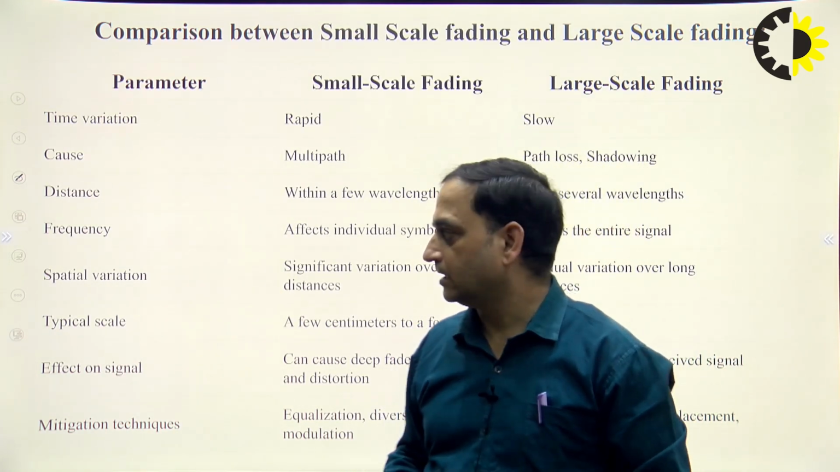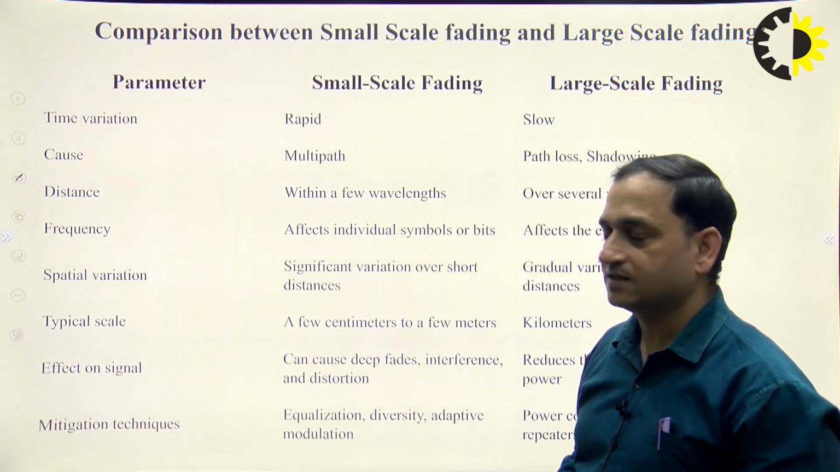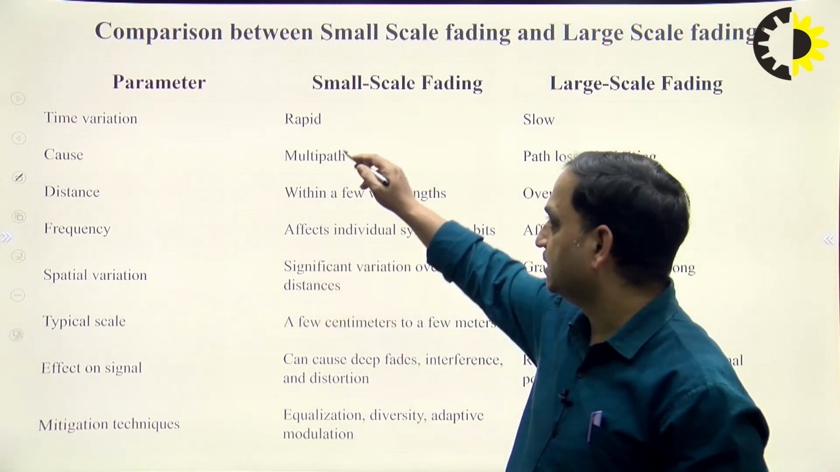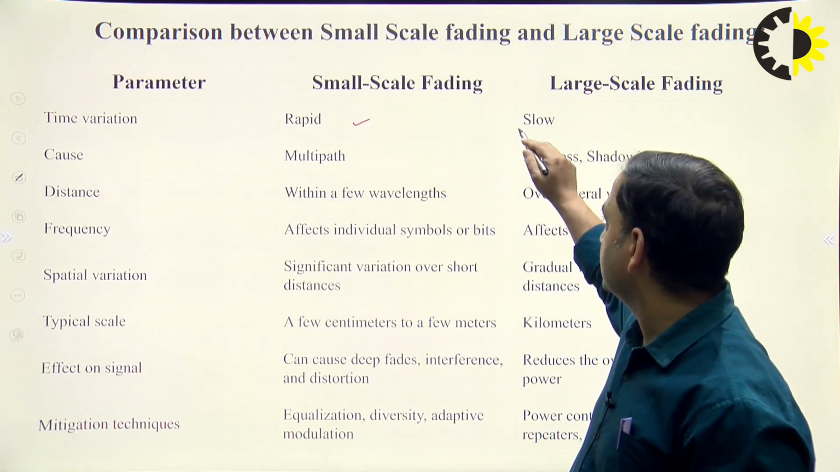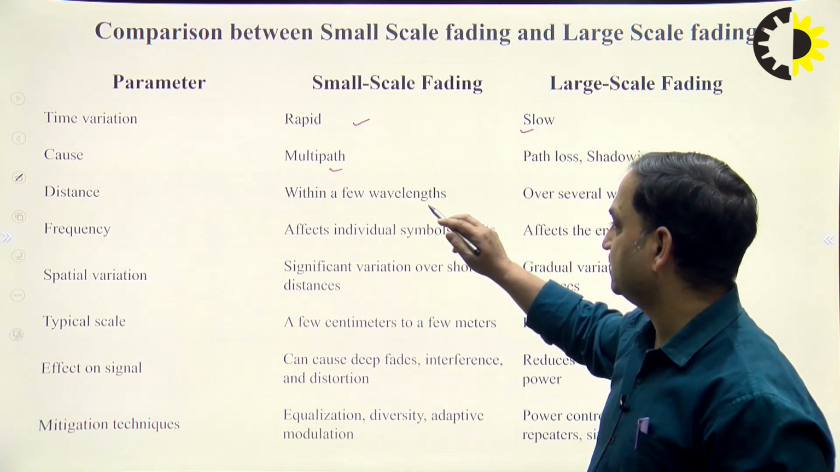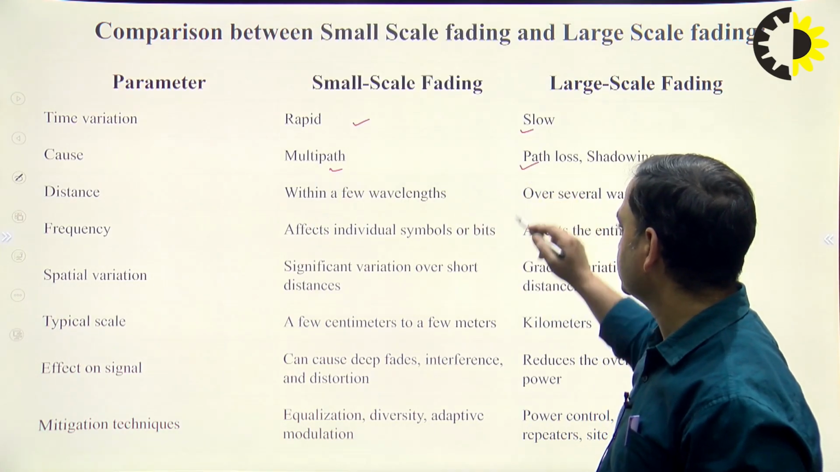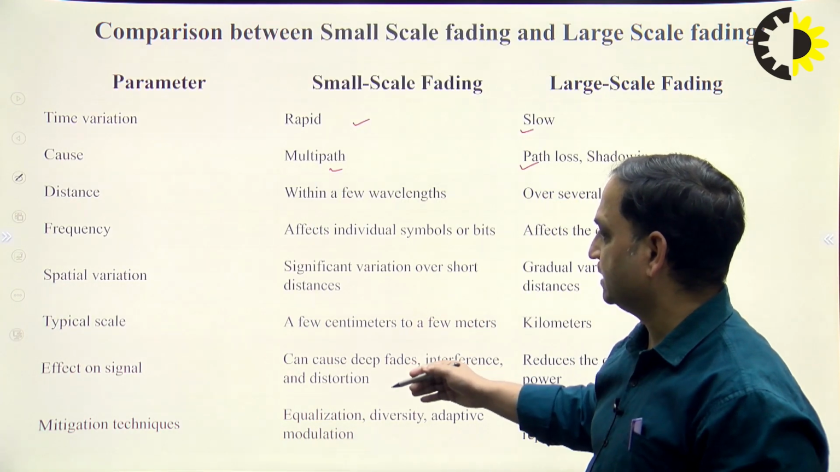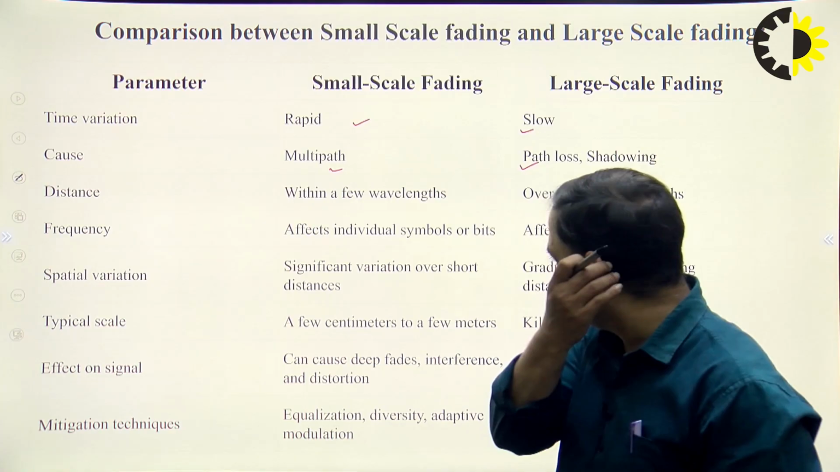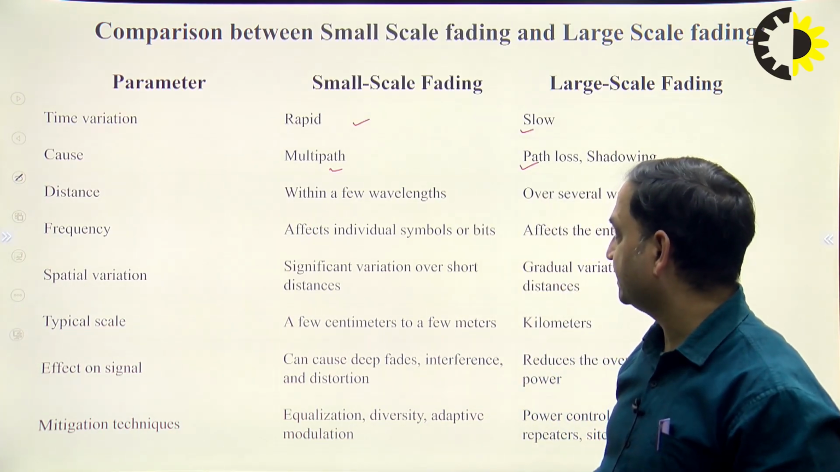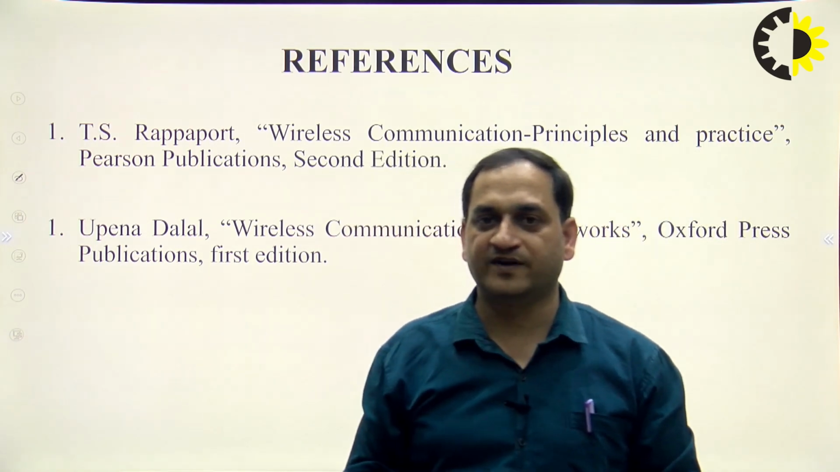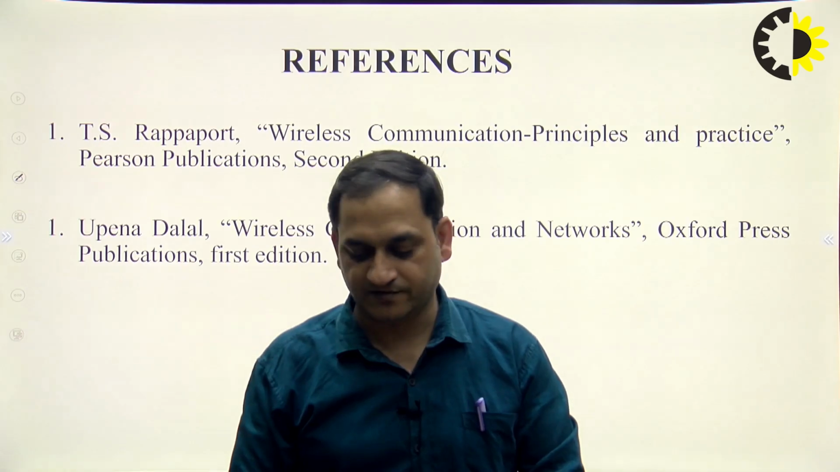Okay, so these all are the comparisons between small scale fading and large scale fading. Which one is very rapid in nature? That is the small scale fading, and large scale fading is very slow. Small scale fading is caused by multipath, while large scale fading is caused by path loss and shadowing. There are various parameters based on which the different effects are there in small scale fading and large scale fading. So I hope you understood about the fading and the different types of fading which we have discussed.